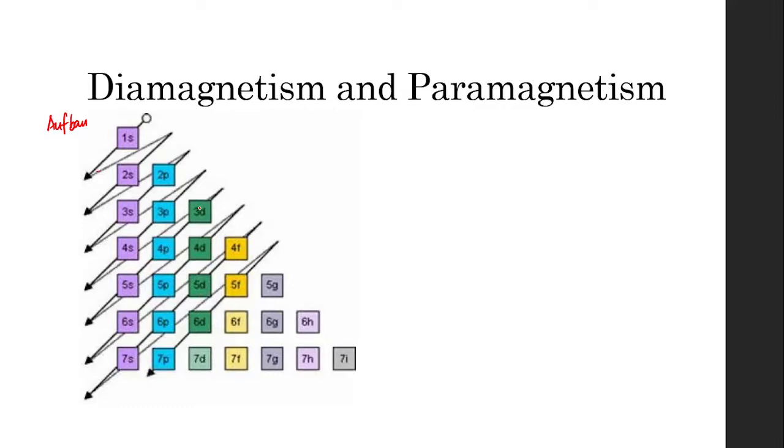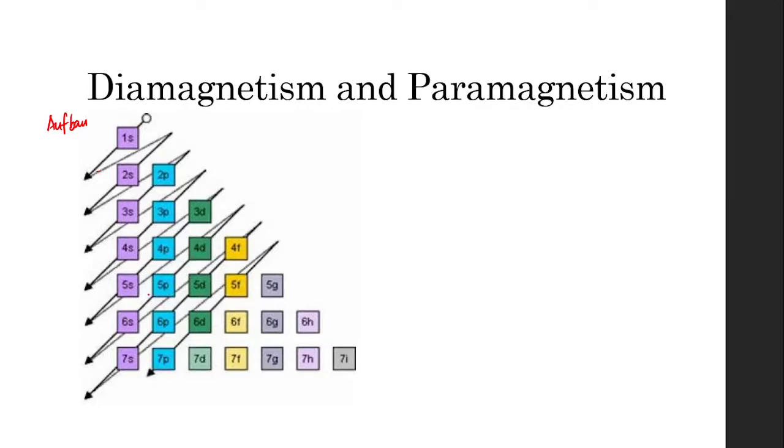You can use this to remember how to fill your electron configuration. You start with 1s and then 2s, 2p, 3s, 3p, 4s, and then 3d, 4p, 5s, 4d, 5p, etc. This is the direction that we use in filling up the configuration.